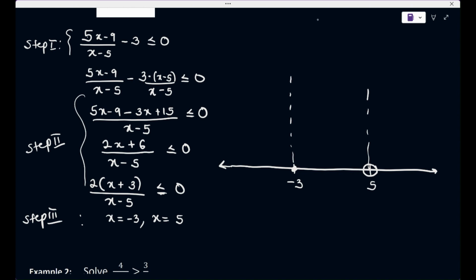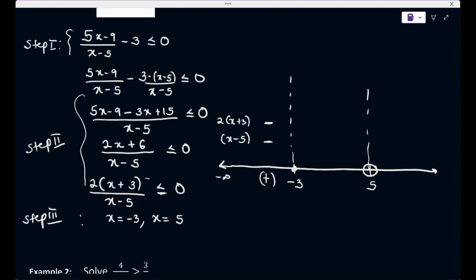So now we can add our factors. What are the factors? We can use 2x plus 3. It's not a problem. We can as well forget about the 2 because 2 is just a positive number. So now we need to take our test point. How do we take a test point? You take a number between minus infinity and minus 3. We can take minus 4. If you substitute minus 4 here, you have minus 4 plus 3, a negative number. Minus 4 minus 5 is also a negative number. So since we are dividing a negative by a negative, the result will be positive.